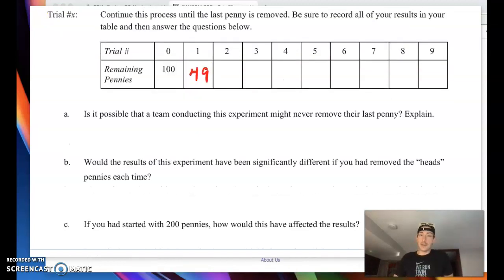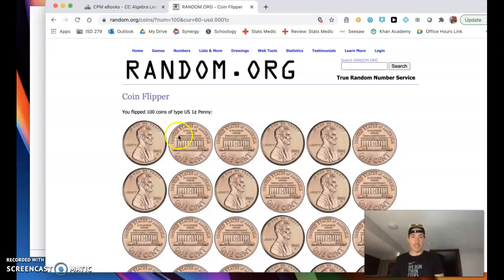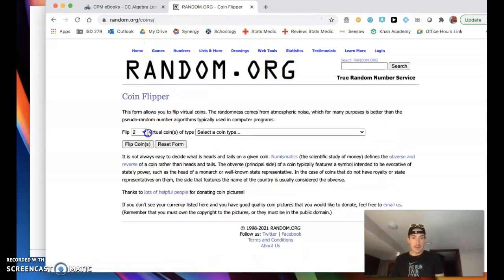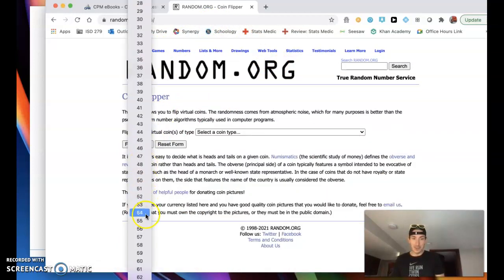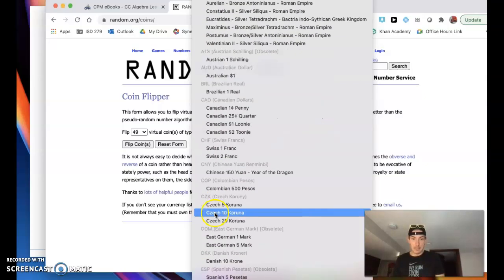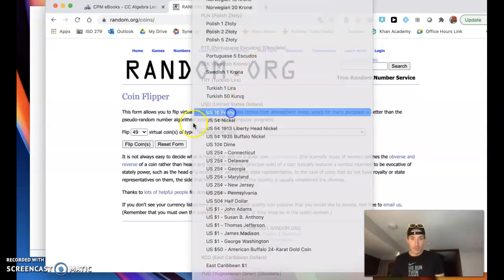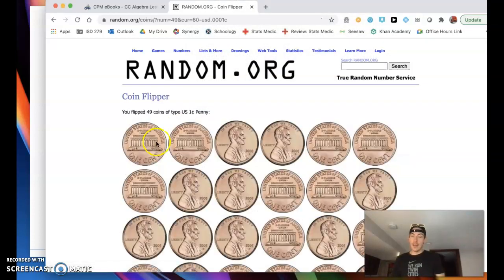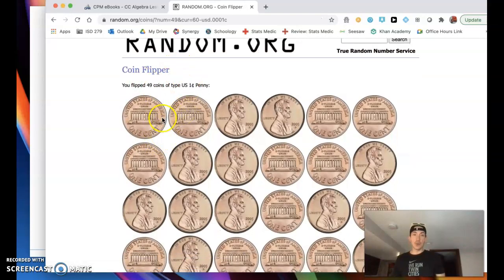All right, folks, all the accounting has been done. I counted 51 pennies that had tails up. Remove them. 100 minus 51 leaves me with 49 pennies remaining. So we're going to go back to random.org. I'm going to scroll to the top, go to games, go to coin flipper. This time I am going to select not 100 coins, but you might know where I'm going. I'm going to select 49. I'm going to go back to pennies. And voila, I'm going to click flip coins, and there we have 49 coin flips.